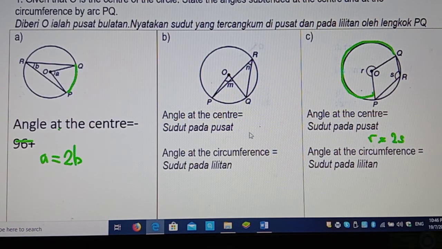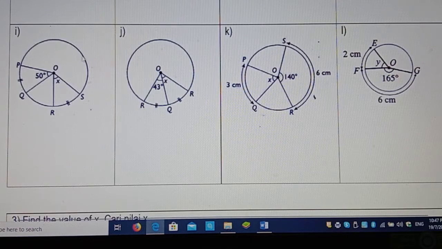So here M equals 2N. 2 times. Okay, this one also the same.